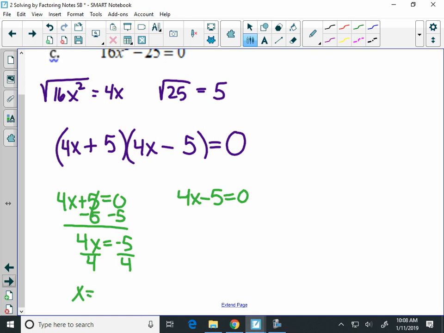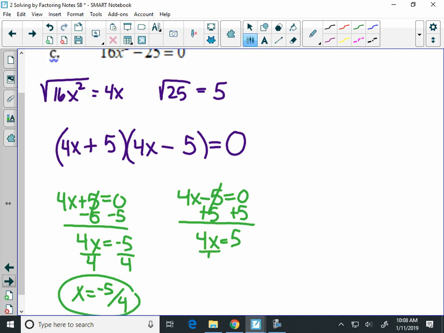Here, that solution is negative 5 over 4. You can leave that as a fraction. We do the same thing here on the right. We add 5 to start. 4x equals 5. And then I divide by 4. X is going to be 5 over 4. So I have two options for my solutions, positive 5 over 4 and negative 5 over 4.